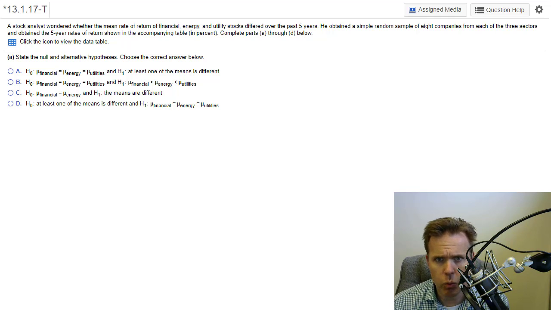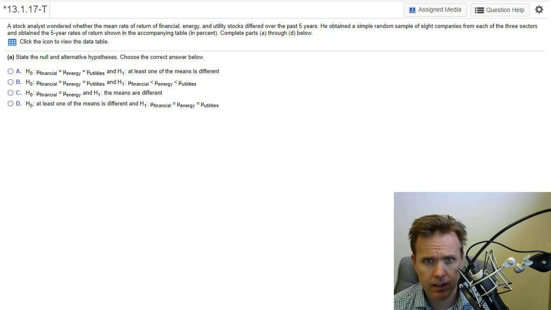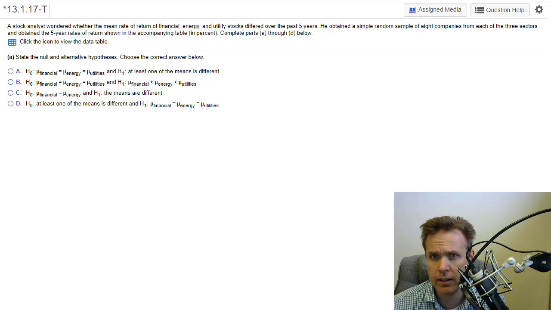So a stock analyst wondered whether the mean rate of return of financial, energy, and utility stocks differed over the past 5 years. He obtained a simple random sample of 8 companies from each of the 3 sectors and obtained the 5-year rate of return shown in the accompanying table in percent. Complete parts A through D below.